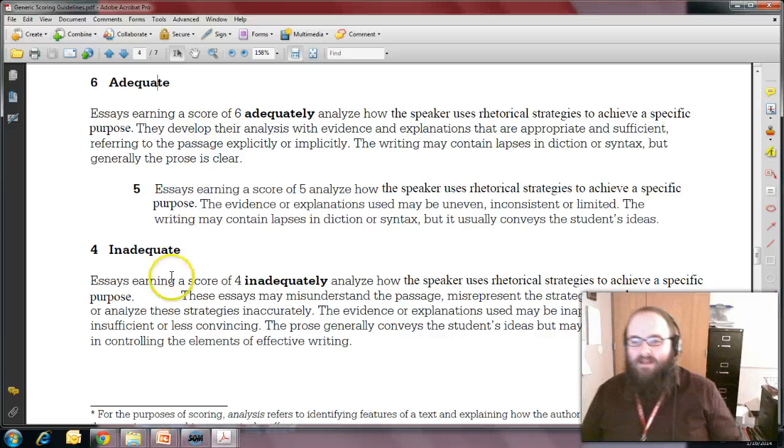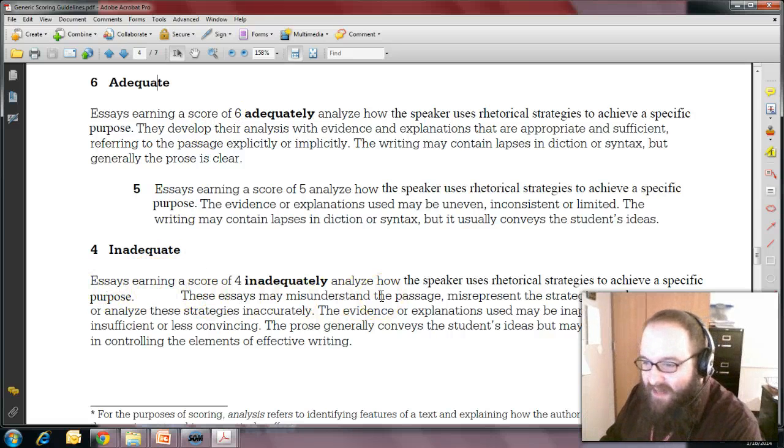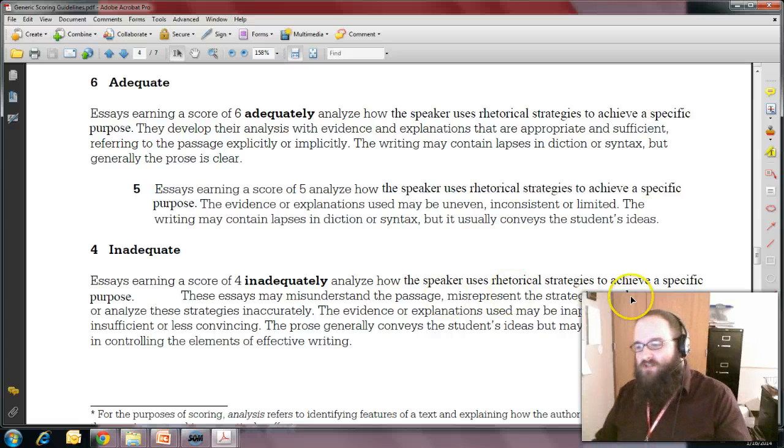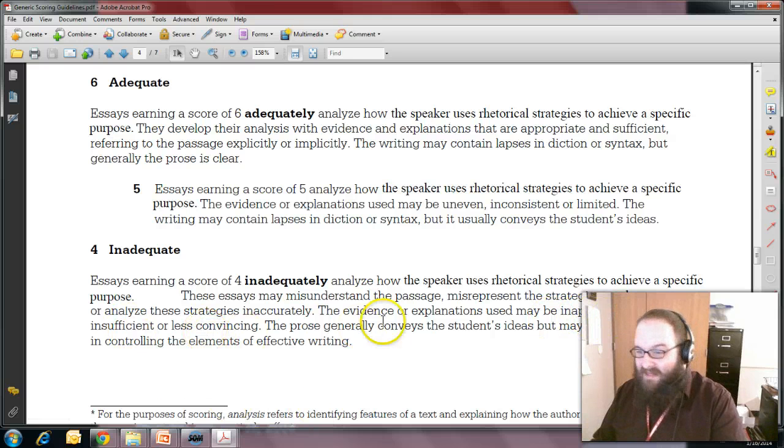All right, let's take a look now at inadequate. Essays earning a score of 4 inadequately analyze how the speaker uses rhetorical strategies to achieve a specific purpose. These essays may misunderstand the passage, misrepresent the strategies used, or analyze these strategies inaccurately. It can do any of those 3 things and still earn a 4. The evidence and explanations used may be inappropriate, insufficient, or less convincing. It can be any of those 3 things to earn inadequate.